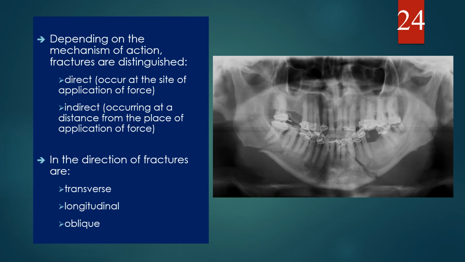Depending on the mechanism of action, fractures are distinguished: direct and indirect. Direct occur at the site of application of force. Indirect occur at a distance from the place of application of force. In the direction of fractures, the fractures can be transverse, longitudinal, and oblique. And here we can see orthopantomography, where we can visualize the fracture lines.